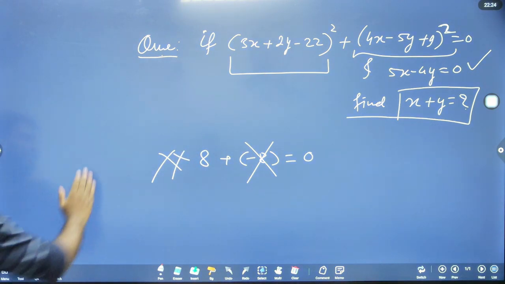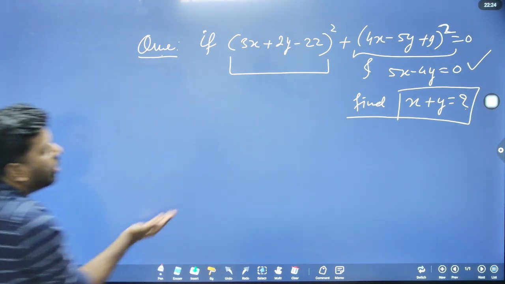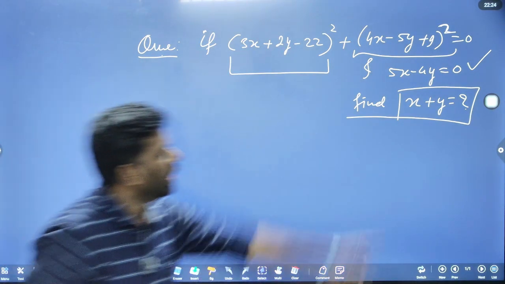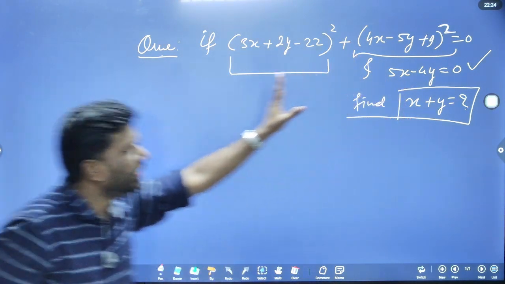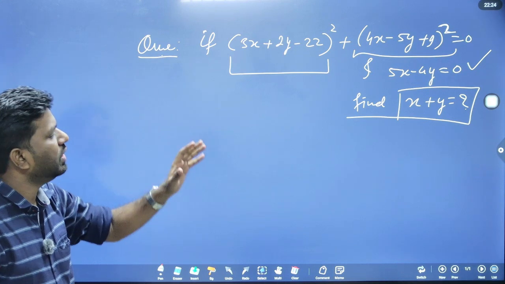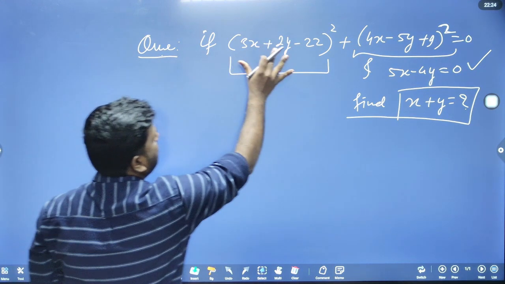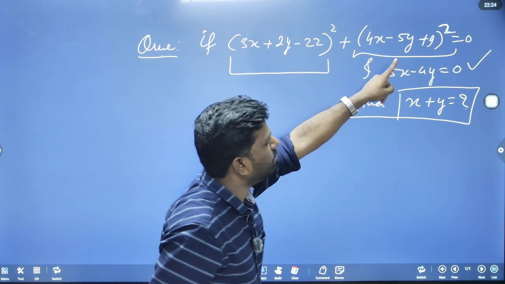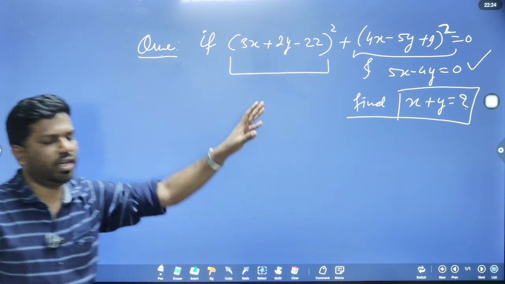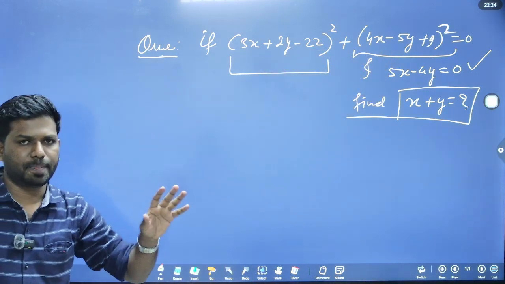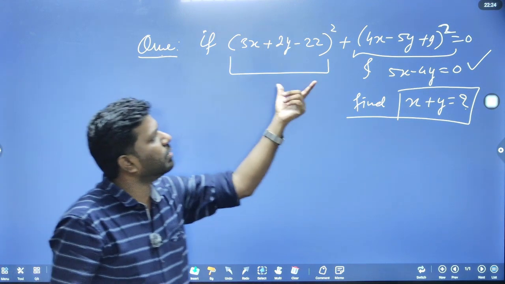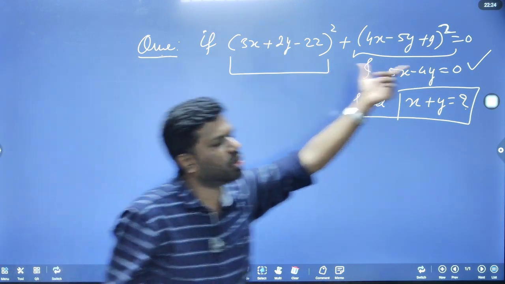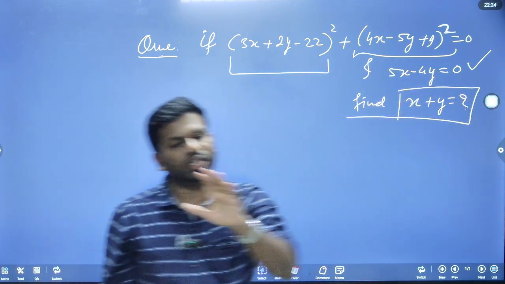What are we left with? What is the second option that could lead your result to be zero? Yes, there is only one possible condition. If we consider the value of this term as zero and the value of this term as zero, then only you will get the final answer as zero. What I'm saying? अगर दोनों टर्म का वैल्यू जीरो कंसीडर करें तभी तो हमें जीरो मिलेगा. These are the only two possible cases.